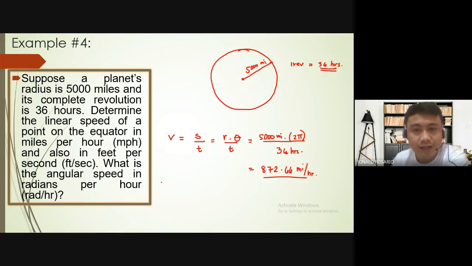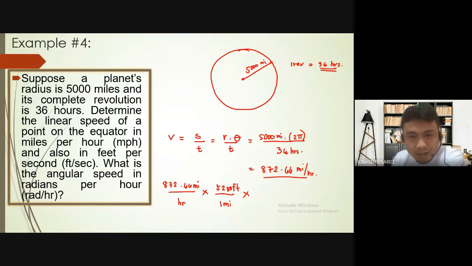So ang gagawin lang natin ay parang usual conversion. I think pinag-aralan nyo ito sa junior high school. Miles per hour, multiply natin in 1 mile we have how many feet? In 1 mile, meron tayong 5,280 feet. Okay, so bakit ko nilagay sa baba yung 1 mile? Para makancel.